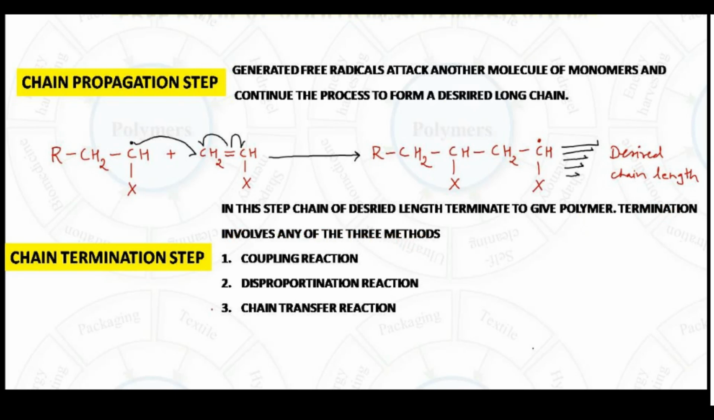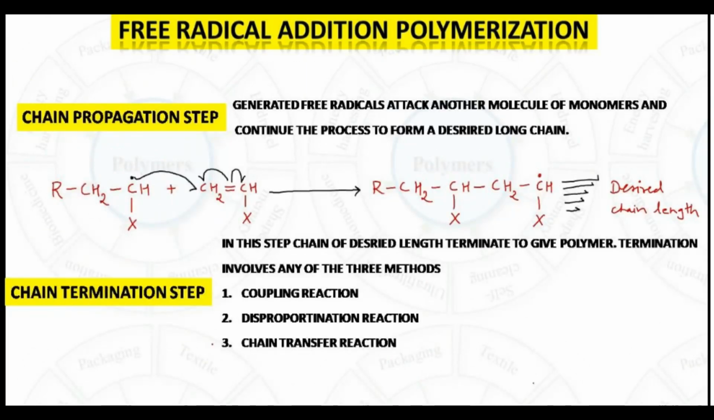And this termination basically involves any of the three methods, right? This termination can occur by the coupling reaction. That means these two such species will couple to produce the dead polymer, or disproportionation reaction may also occur in that case. I hope you know what is the disproportionation reaction, okay? And third is the chain transfer reaction. So we'll see all the three methods to produce the dead polymers, and all these three methods will occur in the system. Please remember. Okay.